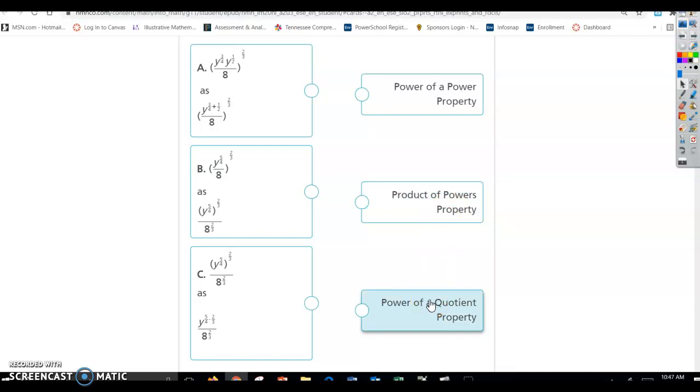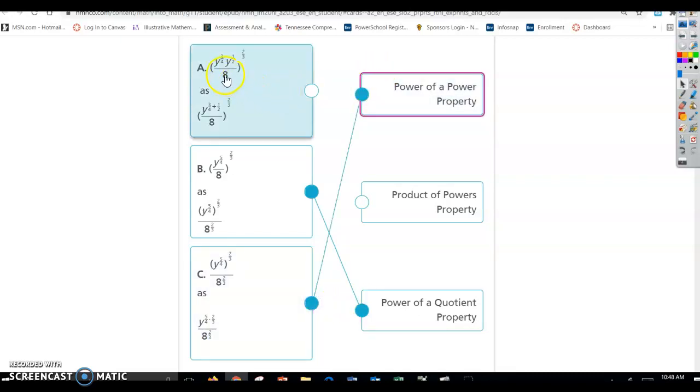All right, so we can see that this one is obviously going to be the quotient one because it's taken the exponent to both the top and the bottom. So that's the power of a quotient. And then this one's a power to a power because they are multiplying the powers here. And this one, same base, they're adding exponents here. So that is a product of powers.